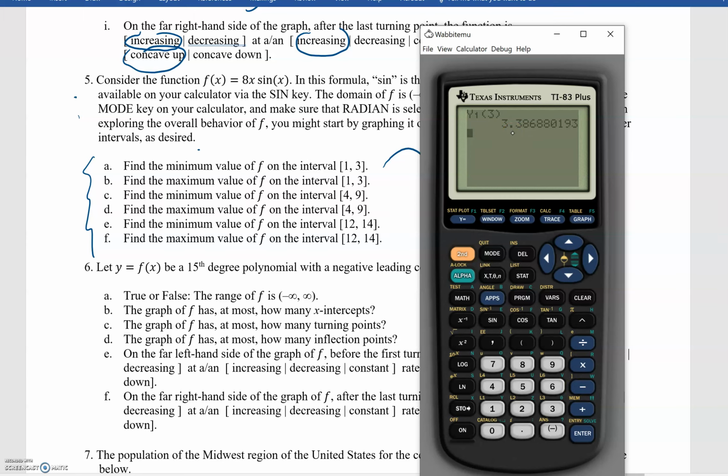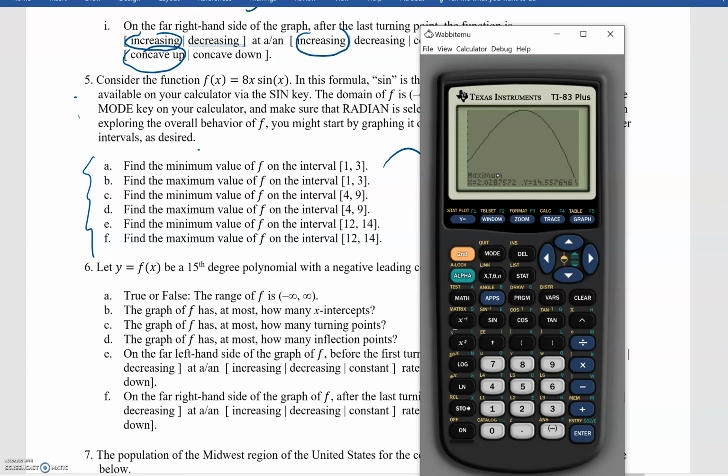Now the maximum value from 1 to 3, for that one, I actually am going to use calc max. I'll move to the left, then move to the right and calculate my maximum, and there's my maximum value: 2.028 x coordinate, 14.557 y coordinate. So this includes the vertex, which is a maximum.